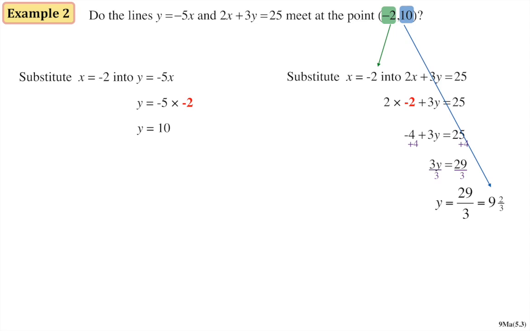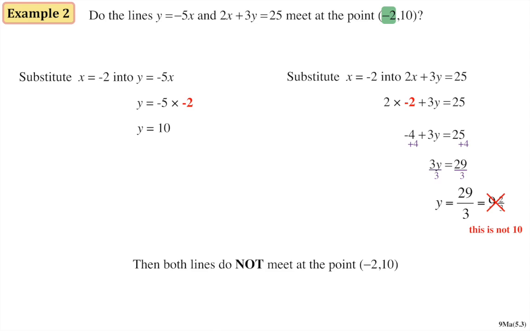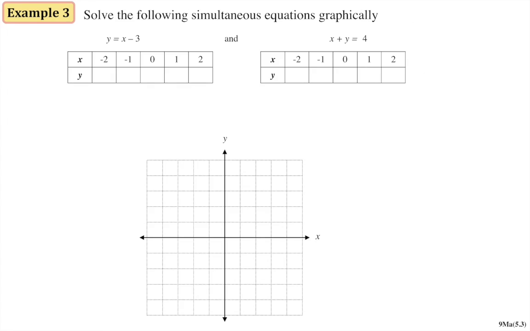That is not 10. And because it's not 10, the point (-2, 10) is not on this line, which means those two lines do not both meet at (-2, 10). Now you could have graphed them as well, but I think the substitution using algebra is a little easier for these ones. But now let's show how we do it if it was graphical.